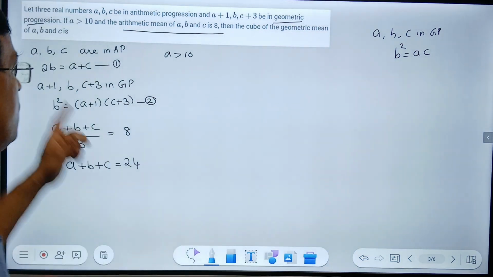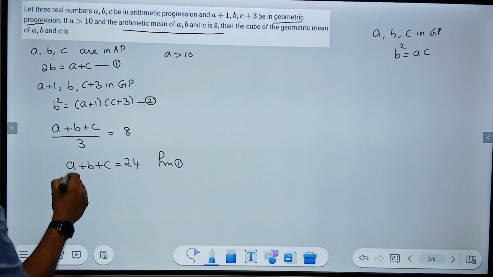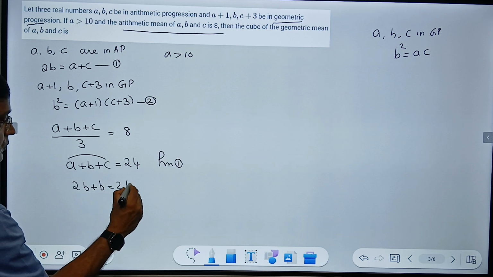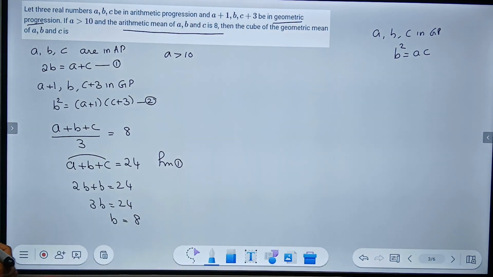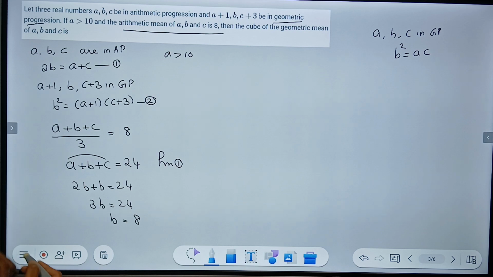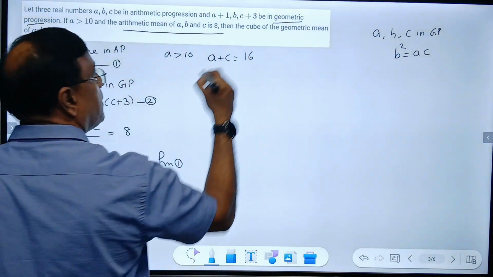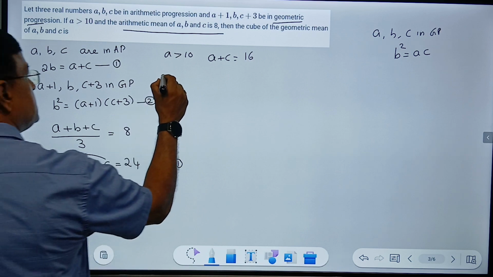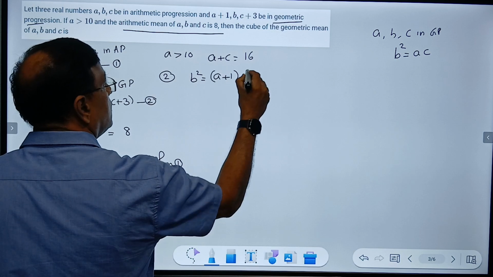Now, from 1, A plus C is 2B, so in place of A plus C, I'll put 2B. So you get 3B equal to 24. So what is B equal to? 8. Once you get B equal to 8, A plus C equals 16. Now you take the second equation. What is my second equation? B square equal to A plus 1 into C plus 3.